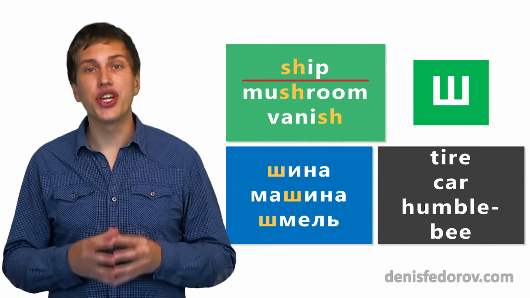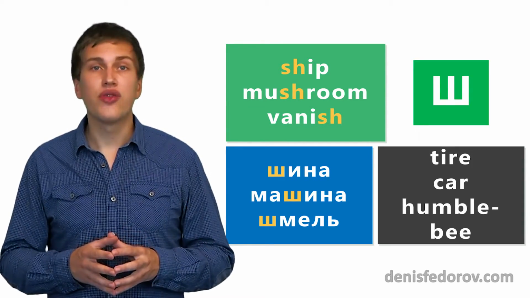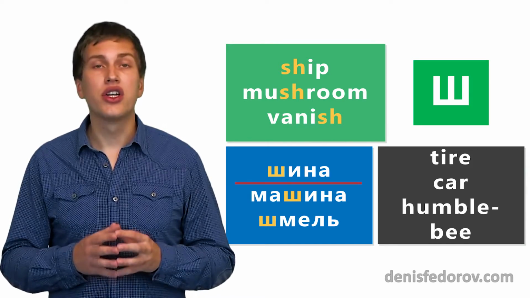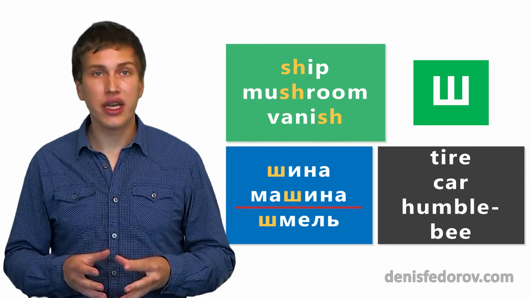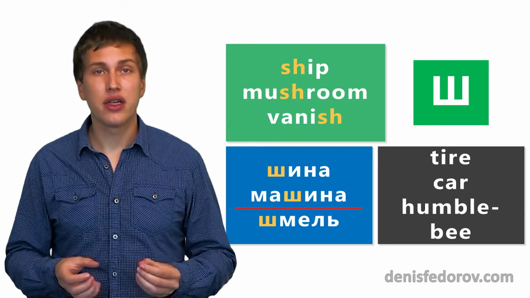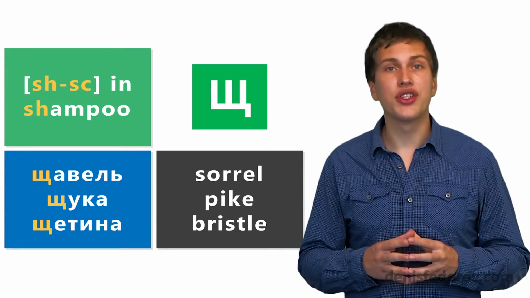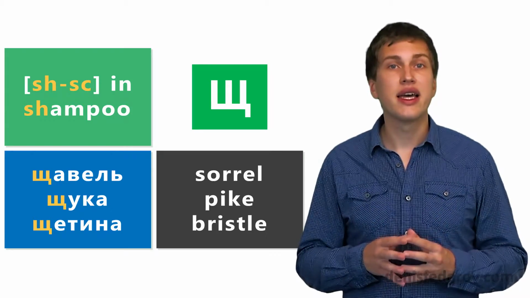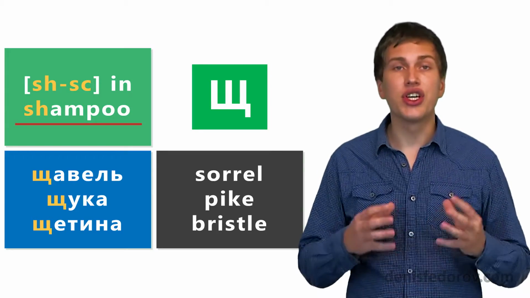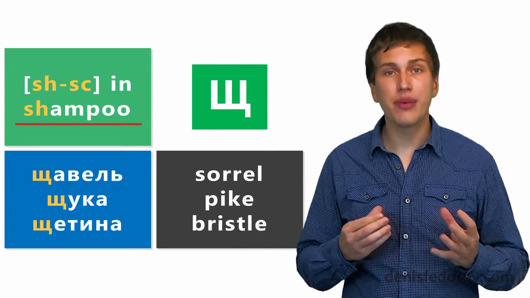The letters Ш and Щ. Ш sounds as sh in sheep, sh in mushroom, sh in vanish. The Russian examples for Ш are шина, машина, шмель. Щ has no direct analogy in English, but it would sound as CHSH in shampoo, so shampoo would sound like shchampoo.